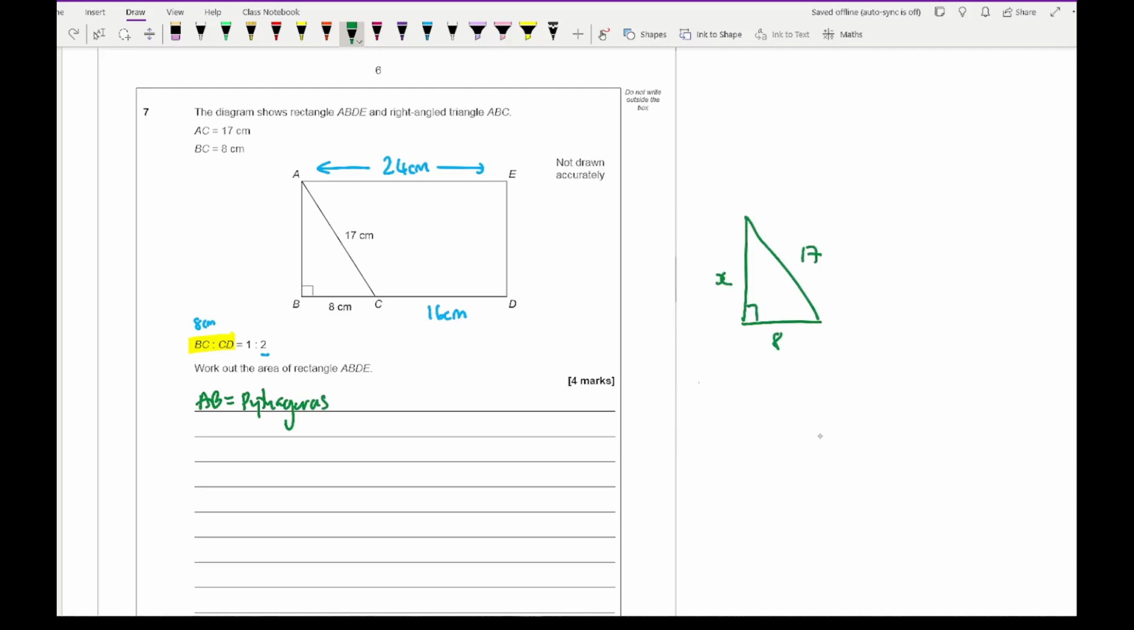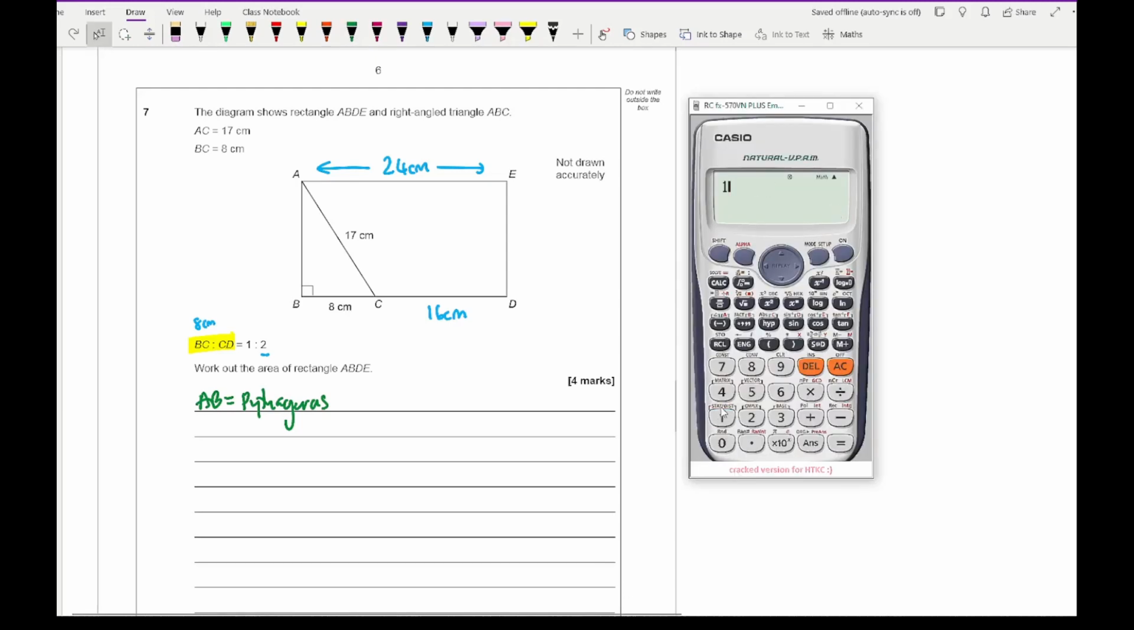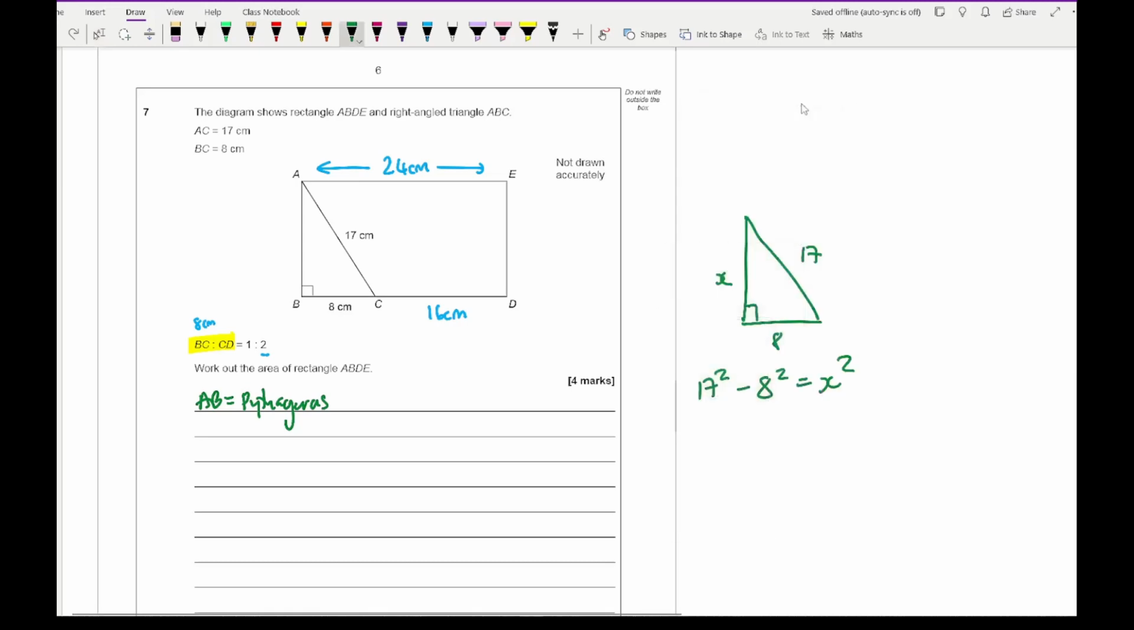So to find the shorter side, I need to do long side squared, take away the other shorter side squared, which gives me x squared, and then just type that into my calculator. So 17 squared minus 8 squared gives me 225. So x squared equals 225, so x equals 15. Now obviously it does equal plus or minus 15, but because we're dealing with length, it's going to equal 15. So this simply is 15 centimeters.